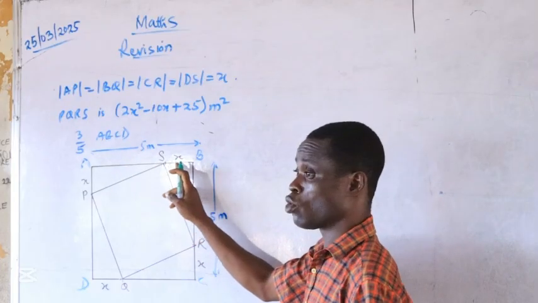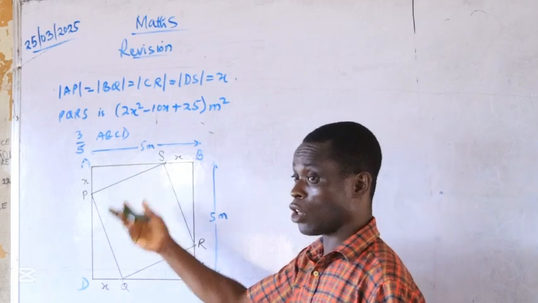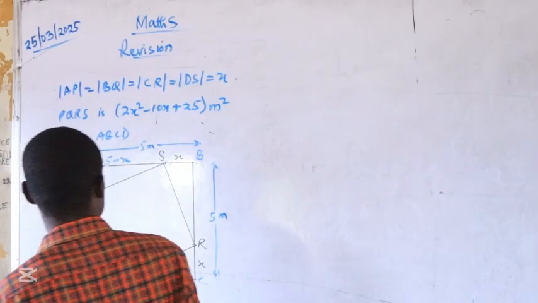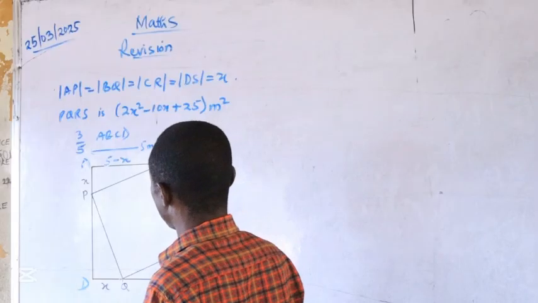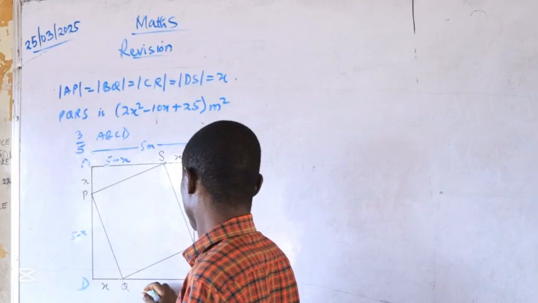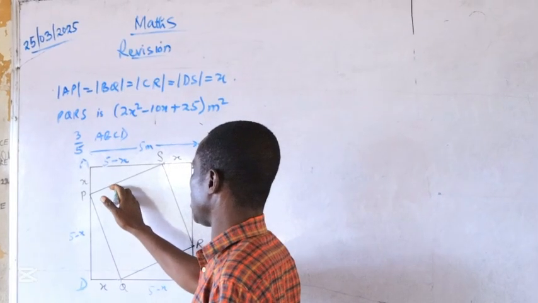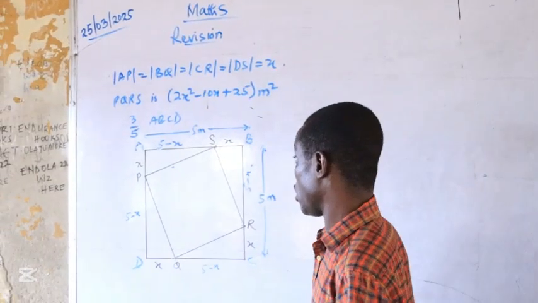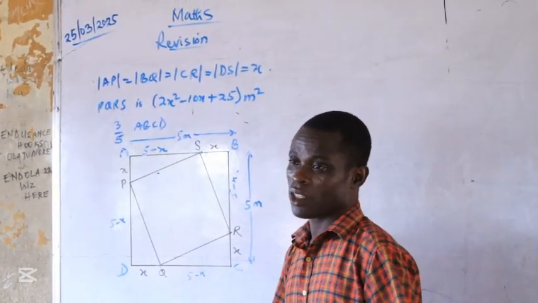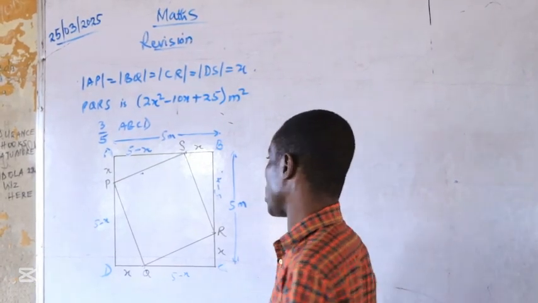You know that if this length is 2 and I want to get this, the whole length is 5, I will subtract 2 from 5 and that is 3. So this one is 5 minus x. Likewise, this one too is 5 minus x. This one is 5 minus x, and this is also 5 minus x. So it means I can get this length in terms of x by using Pythagoras rule. Why is it Pythagoras rule? Each angle of the square is 90 degrees. So Pythagoras rule.